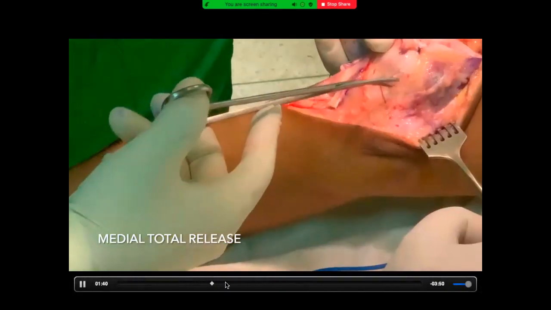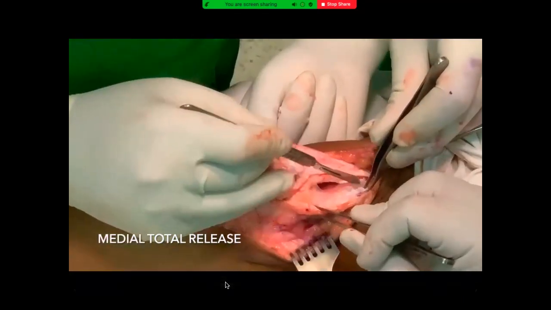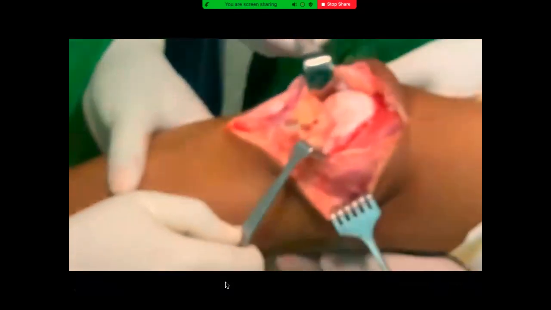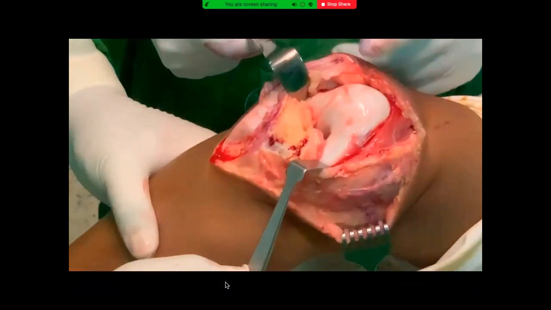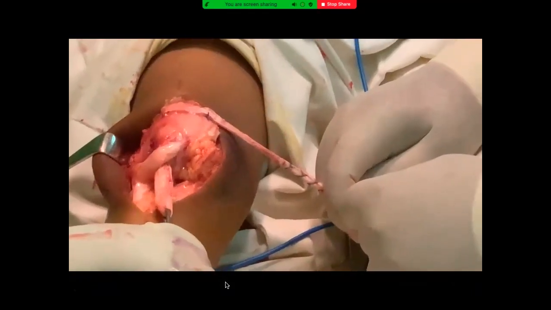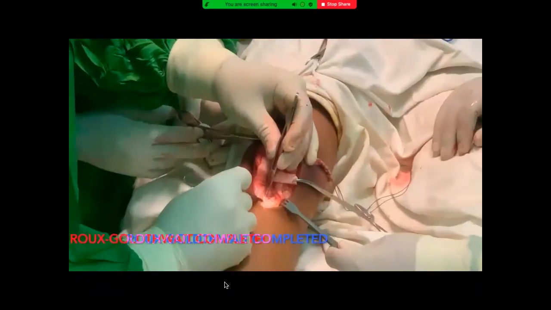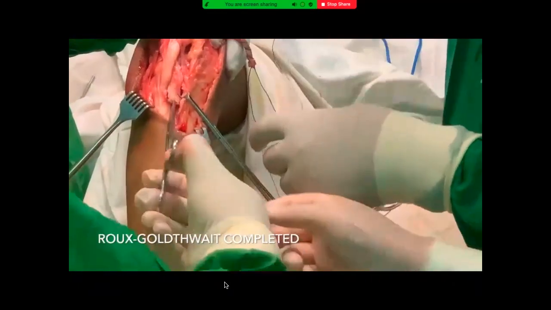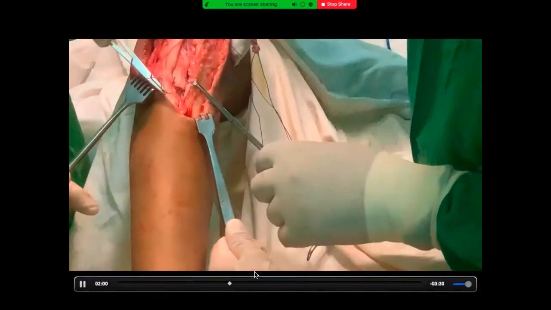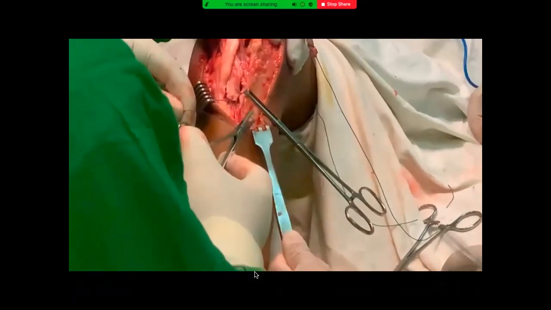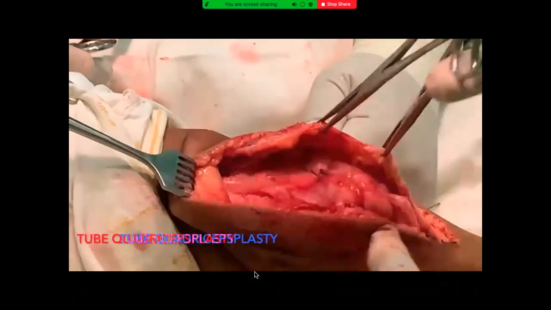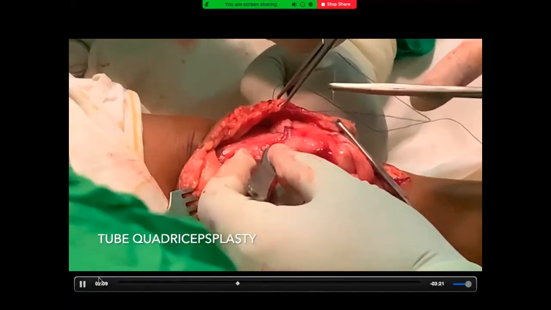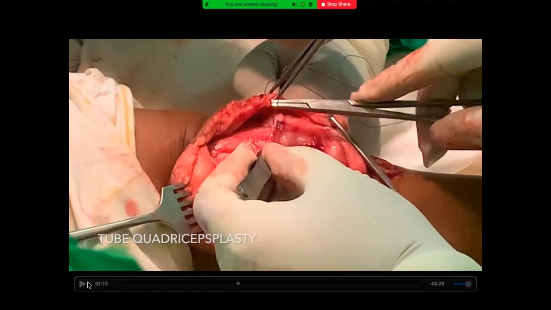So now the turn is of medial release. We do extensive medial release from the quadriceps to the whole inferior part of the tibial tuberosity. So this is some dysplastic trochlea, and after that we'll harvest the MPFL. And now we are completing the Roux-Goldthwait procedure. We release everything first. This is the tube quadriceps plasty. This is the tube.